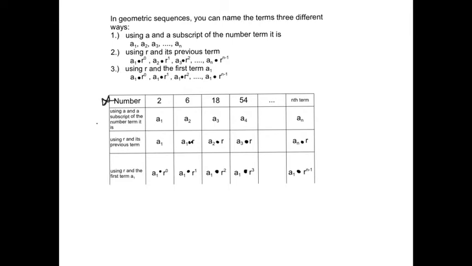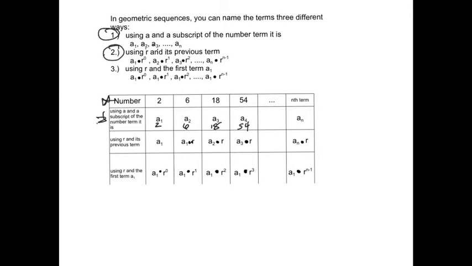Here, these are your numbers, 2, 6, 18, 54. So one way is to first, remember the subscripts, your placement of your term. So this number is the first term. This number is the second term. This number is the third term. Blah, blah, blah. This number is the nth term. So using our example down here, the first term is 2. The second term is 6. The third term is 18. The fourth term is 54, blah, blah, blah, to the nth term, which you don't know what it is.